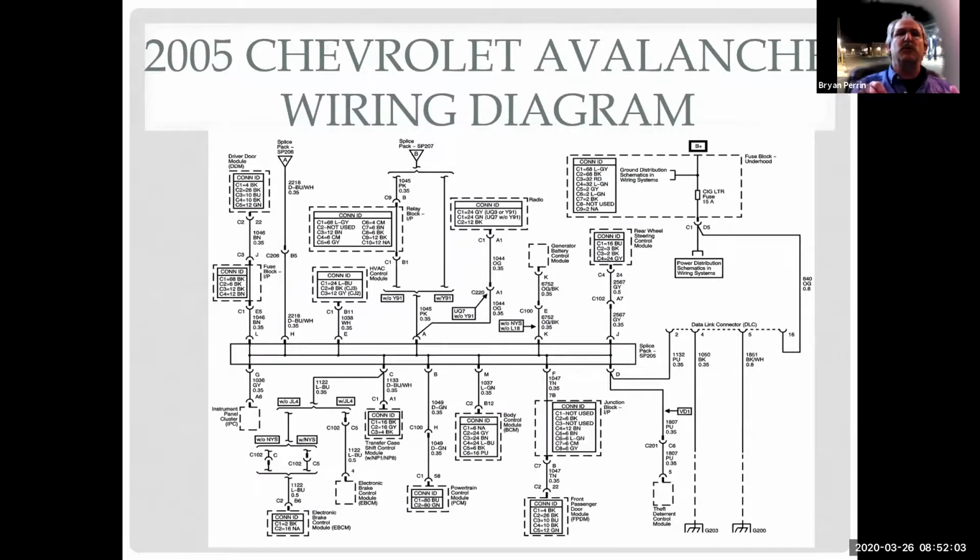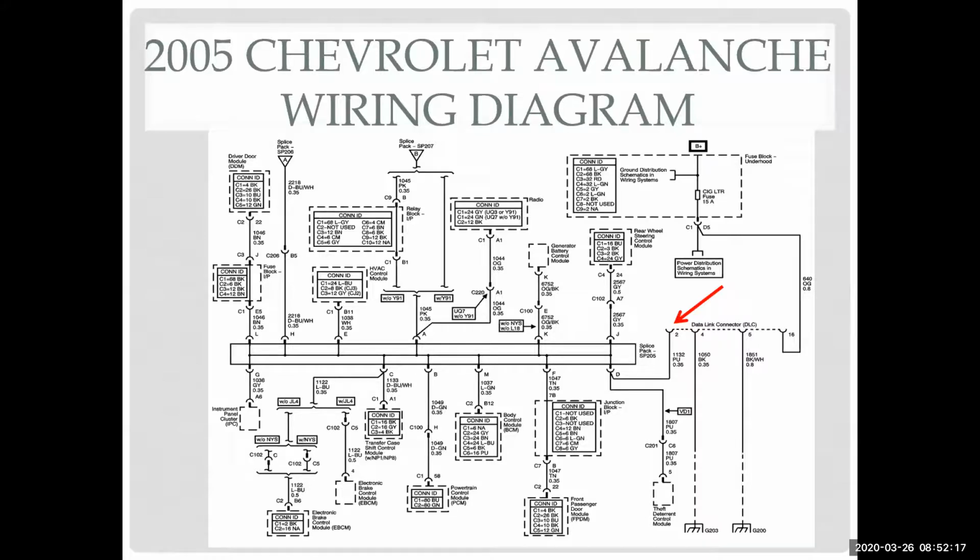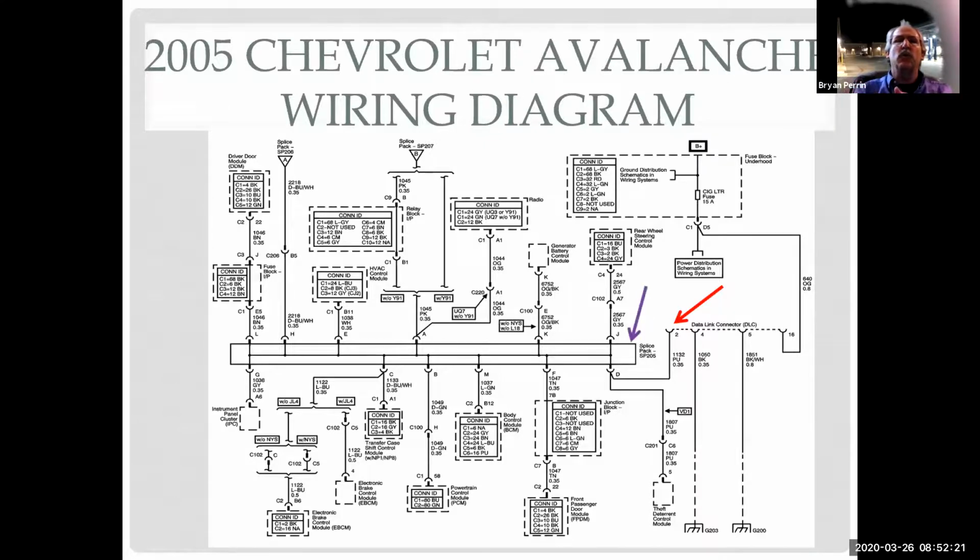And in this case, it shows my diagnostic link connector right here. And that's pin 2 on my diagnostic link connector. I can see the other 3 pins I showed you, 4 and 5 go to ground, and 16 goes to power. So I can see all of that there. And from there, it goes over to a splice pack 205.